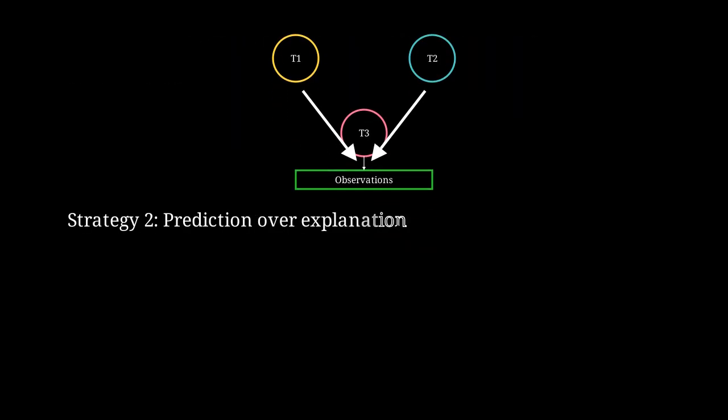Strategy 2 is to focus on prediction rather than explanation. A theory that makes accurate predictions is useful, even if theory-laden. We can quantify predictive power as the ratio of correct predictions to total predictions made.